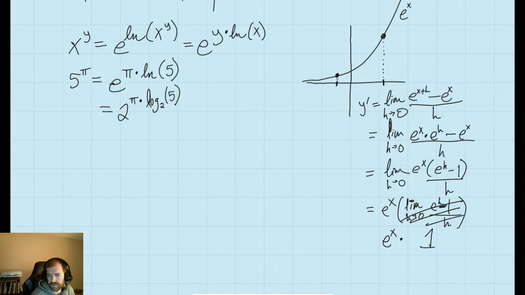So all this stuff here is going to approach 1 times e to the x, which is equal to the derivative of e to the x. So the derivative of the function is the function itself. This is the only function that is going to ever do that.